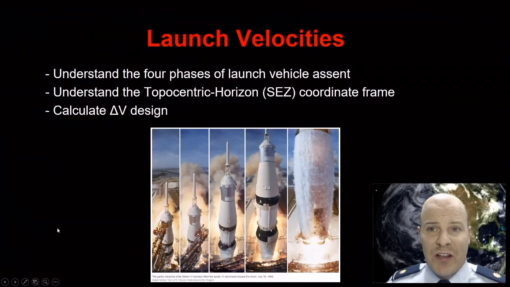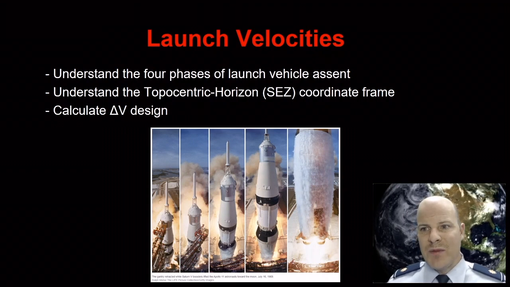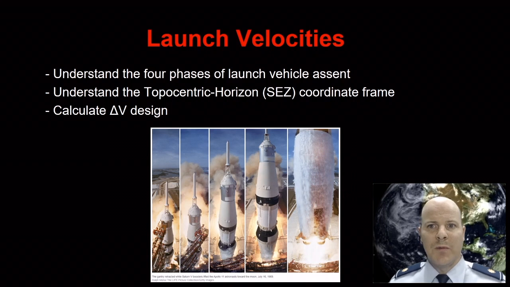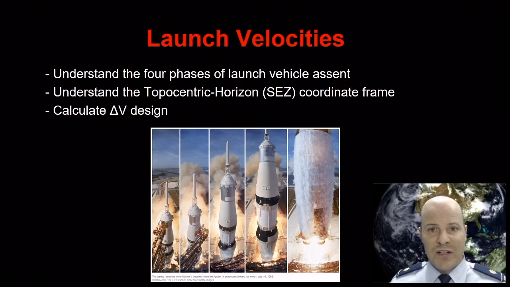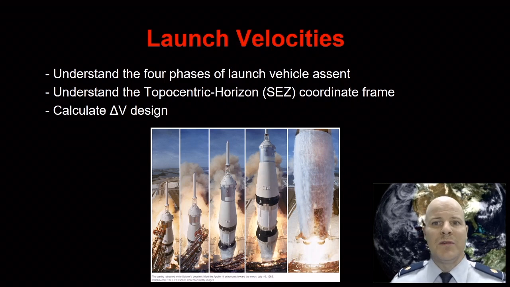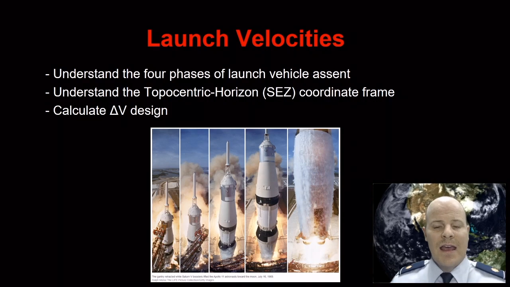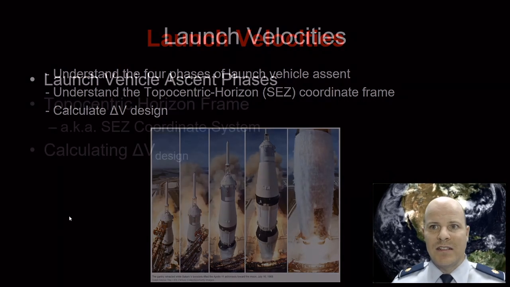Today's video is all about launch velocities, and we're going to examine how much velocity is going to be required for our launch vehicle to deliver a specific payload into a particular orbit. We have three objectives. Our first is to understand the four phases of our launch vehicle ascent. The next is to be able to understand what the topocentric horizon or SEZ coordinate frame is. And we're going to use that coordinate frame to calculate our delta V design, which is our last objective.